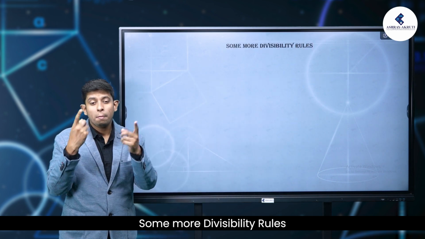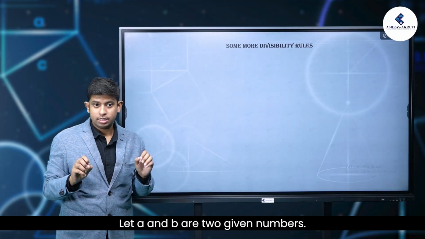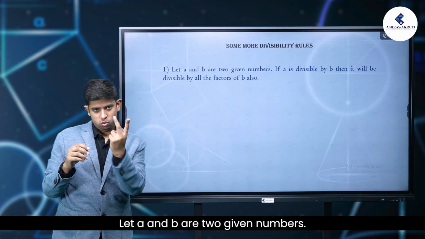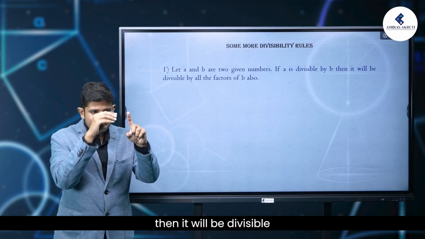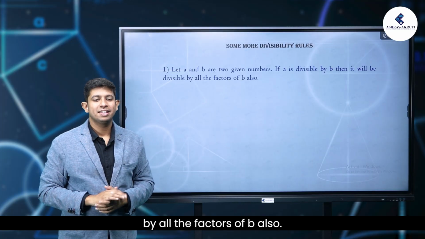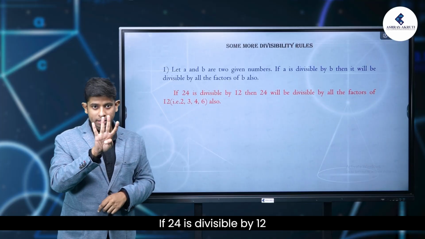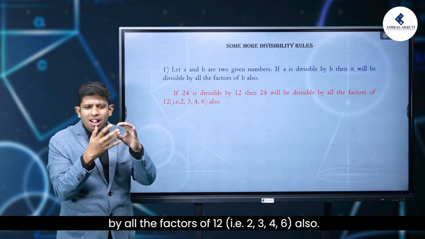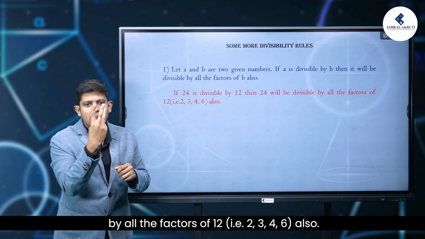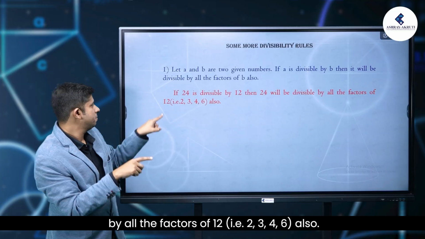Some more divisibility rules. Let A and B be two given numbers. If A is divisible by B, then it will be divisible by all the factors of B also. If 24 is divisible by 12, then 24 will be divisible by all the factors of 12, that is 2, 3, 4, 6 also.